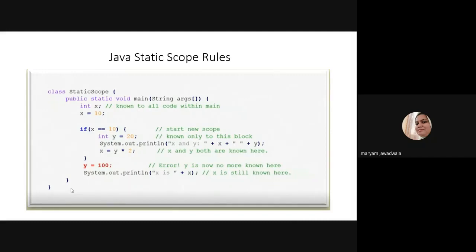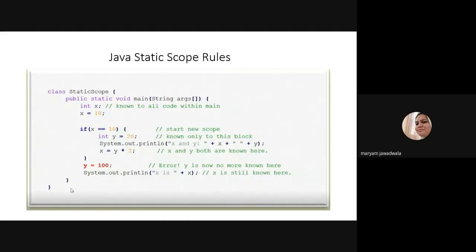Whatever the values of x and y are, the system will print them. And after this, x is equal to y into 2. Okay, so if I run this program, students, what will be the value of x and y here? Can anybody tell me? System.out.println x and y. First, the system will print the value of x and then y.